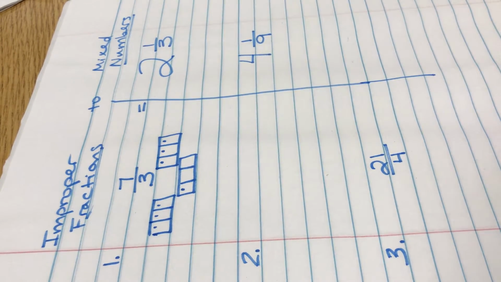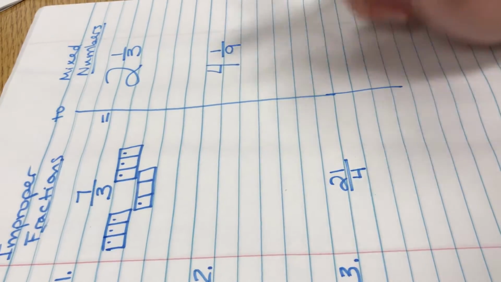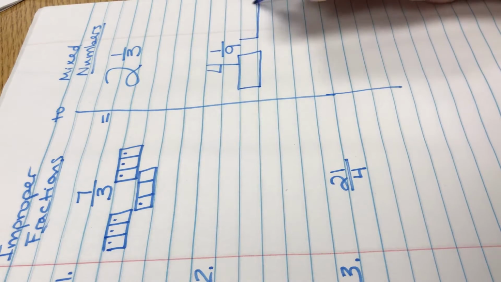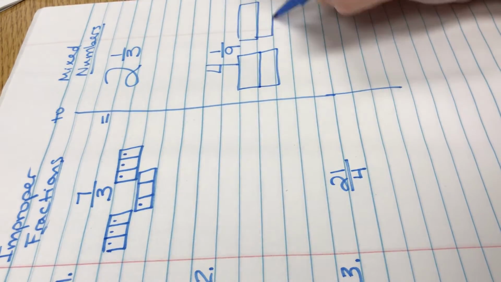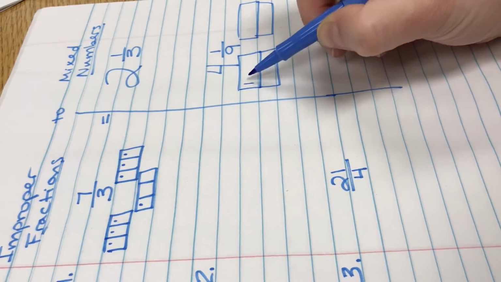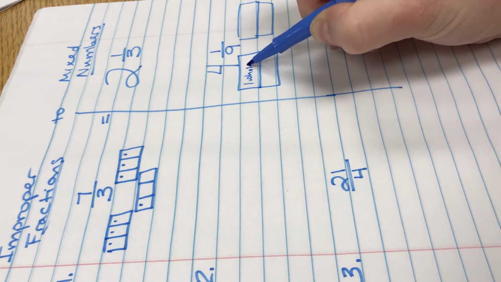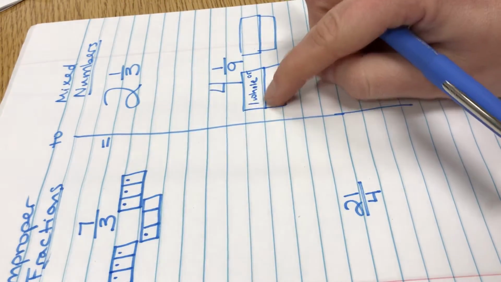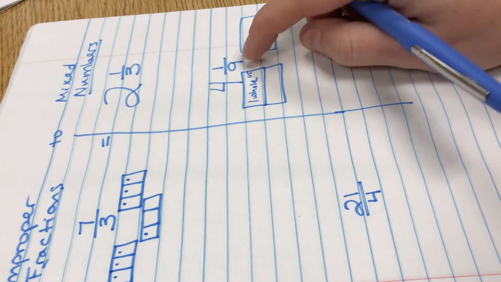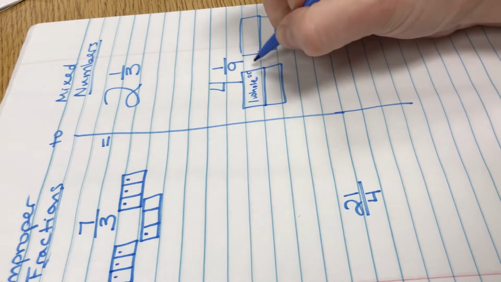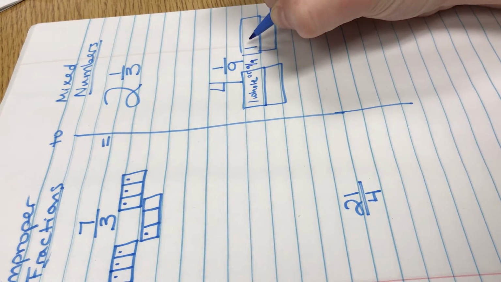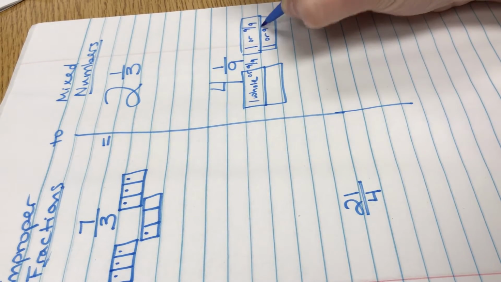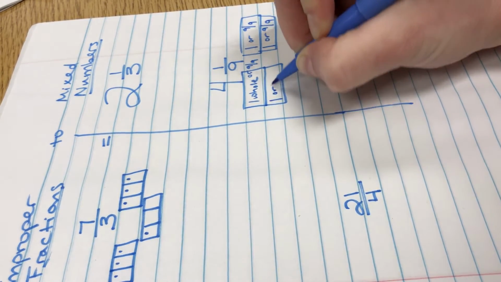Now let's go backwards. We have 4 and 1/9, excuse me. So let's draw that. Well, I know I have 4 wholes. That's the easy part. That's great. So 1 whole, or, well, once again, how many pieces would make up the whole? We look at the denominator, 9. So this is 1 whole or 9/9, 1 whole or 9/9, 1 whole or 9/9, 1 whole or 9/9.